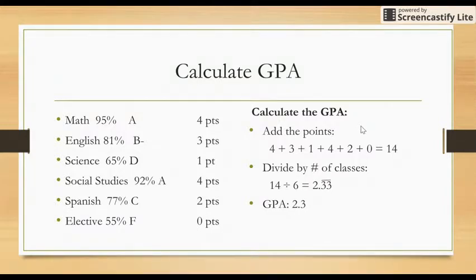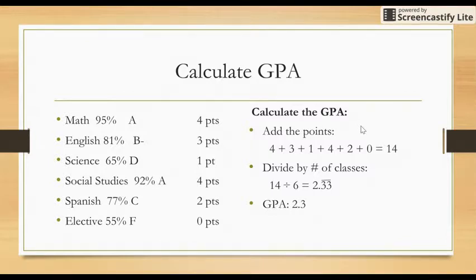To calculate the GPA, I'm going to add up those points together. Those add up to 14, and I'm going to divide by the number of classes. The number of classes is 6. So when I divide 14 by 6, I get 2.3 repeating, or the GPA is 2.3.